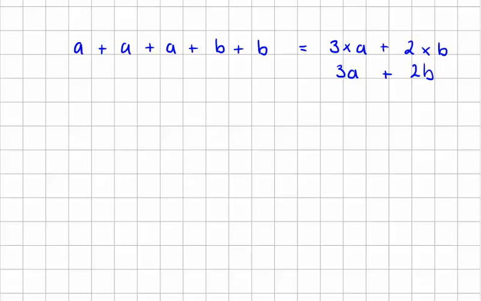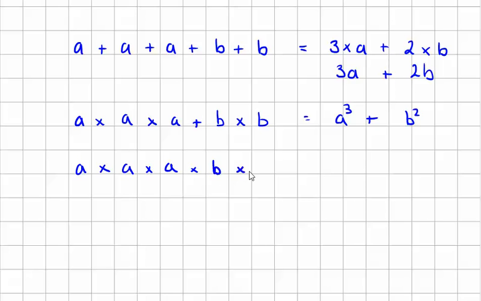Cubed is when you multiply repeatedly. So if I wrote out A times A times A, plus B times B, this would be A cubed plus B squared.